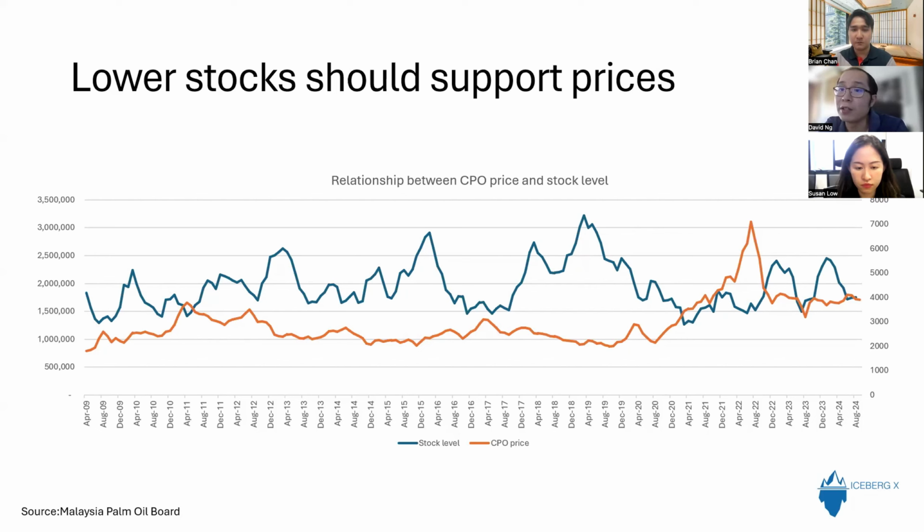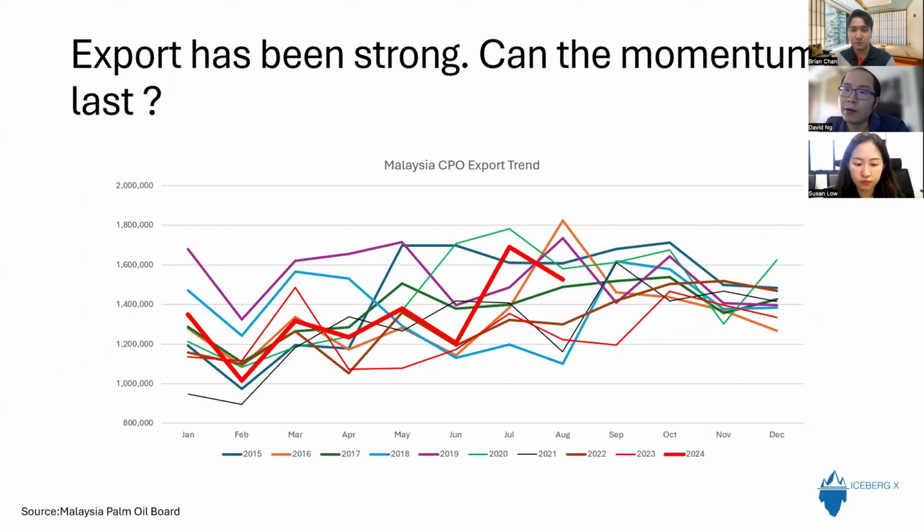But I think as long as stocks continue to remain where they are, and there's probably a sign that they may go lower once production starts to taper off, it's likely going to be a factor that can also support prices. Now, demand, on the other hand, is quite bullish this year for Malaysia CPO. You can clearly see that export pace has picked up quite considerably, especially in the second half of this year, mainly driven by India and China demand.